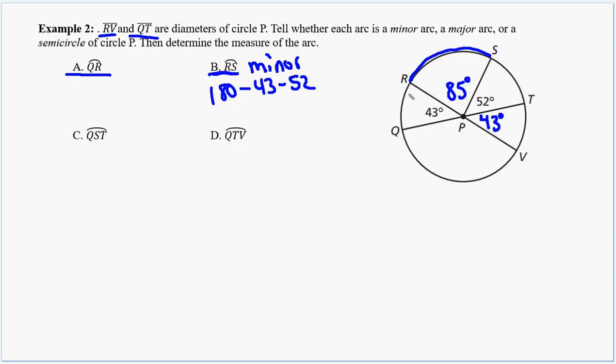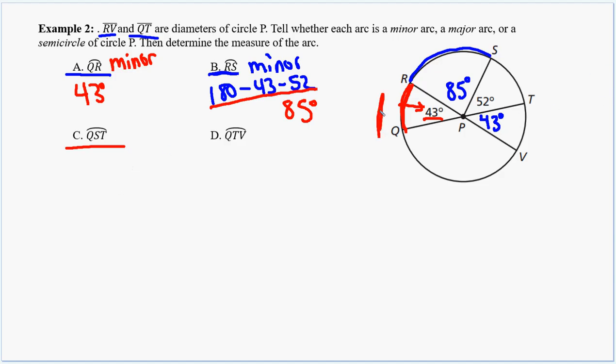Well, I'm going to use red. Here's QR in red. It comes from a central angle of 43 degrees. So the measure of QR, it is a minor arc. It is also 43 degrees. We already found RS. RS is also a minor arc, 180 minus the other two angles. That's our 85 degrees.